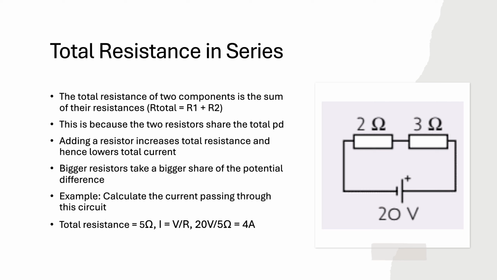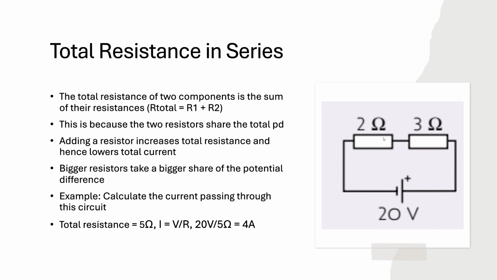Right, now, total resistance in series. The total resistance equals the resistance of the individual resistors added together. So the two resistors share the total potential difference, and the total resistance is just the resistors added together. If you then add another resistor, this increases the total resistance, and because more resistance means less current, the total current of the series circuit will go down. Bigger resistors take a bigger share of the potential difference. That comes into more of an A-level thing called the potential divider, but in this case, that's just a fact you need to know.